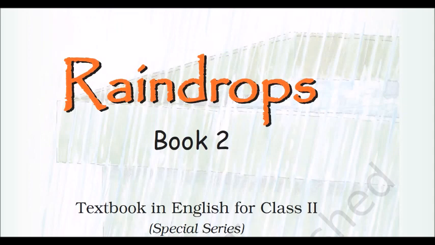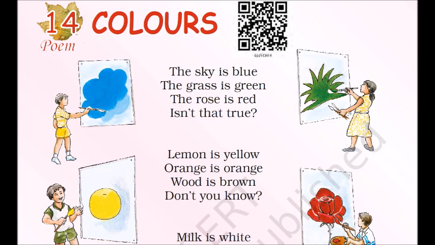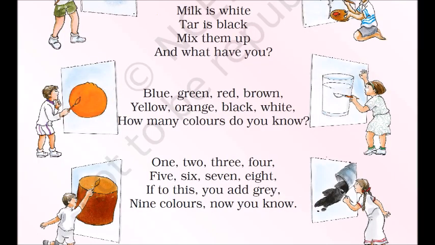Today we will learn Raindrops for class 2. Colors. The sky is blue, the grass is green, the rose is red, isn't that true? Lemon is yellow, orange is orange, wood is brown, don't you know? Milk is white, tar is black. Mix them up, and what have you?